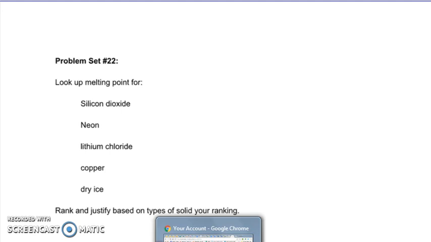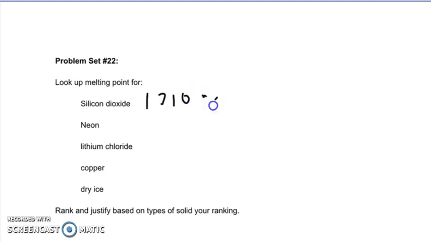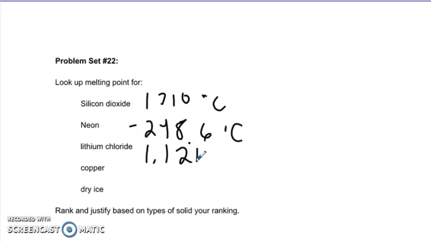Okay, I hope you've spent a little bit of time looking up this stuff. So, how about this? Silicon dioxide, I just found everything in Celsius. So that became 1710 degrees Celsius. And neon was negative 248.6 degrees Celsius if you care. So really, that's only like 30 degrees Kelvin, which is super low. Lithium fluoride is 1121, an ionic. Copper I got 1085. And then dry ice was negative 78.5 degrees Celsius. All these are degrees Celsius.